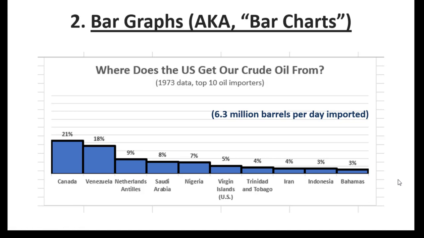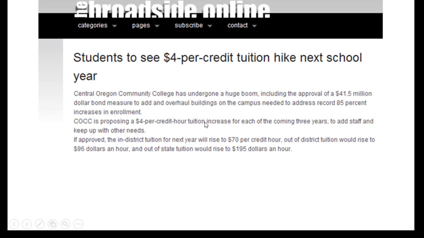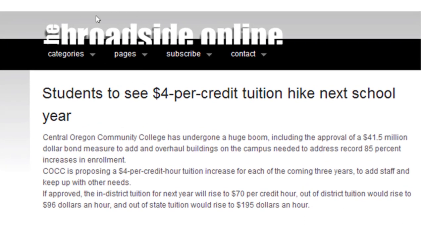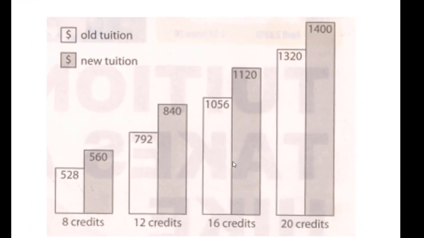My favorite example of this is actually an old Broadside. This is our school newspaper, an old Broadside article where they were lamenting a tuition hike. This is a pretty old article. I think it's at least 10 years old, and that's fine because it's not the article that I care about. What I care about is the graphic that accompanied it. So what they did in this graph, and I'm going to preface this by saying their math is fine.